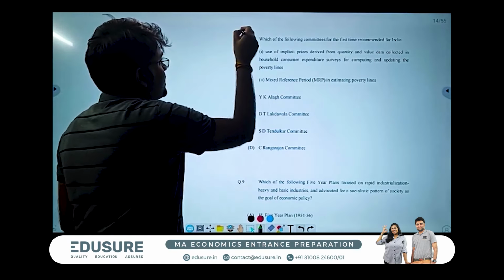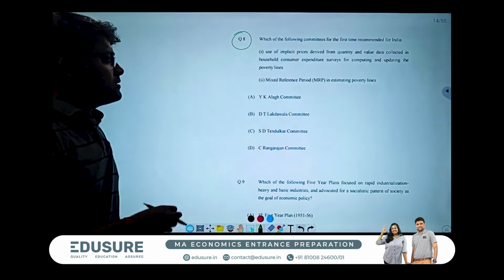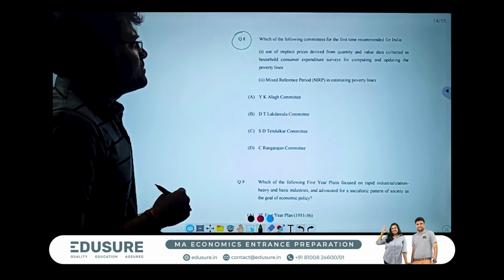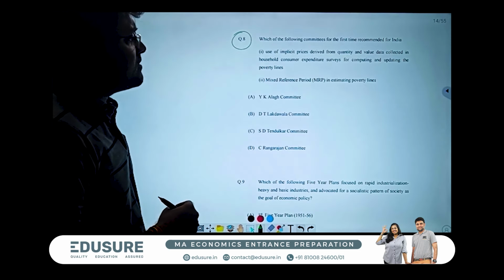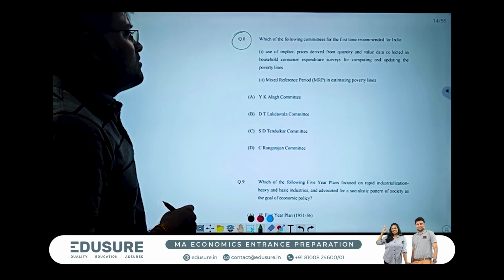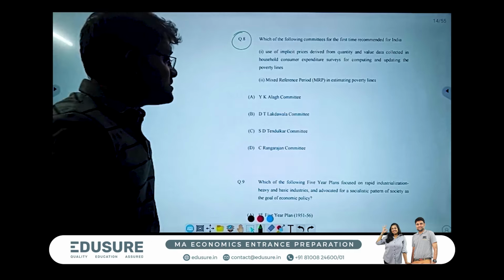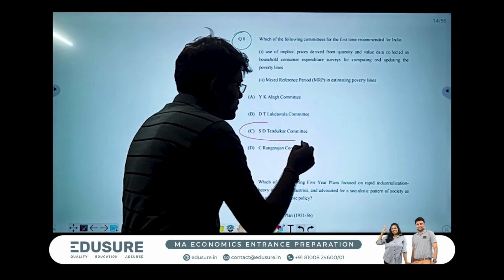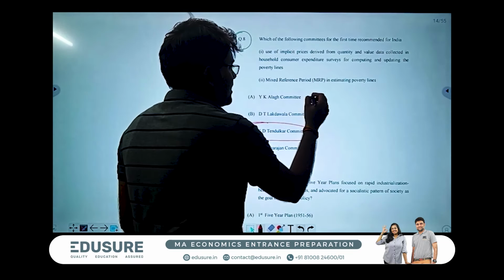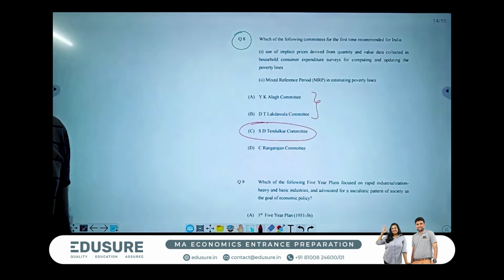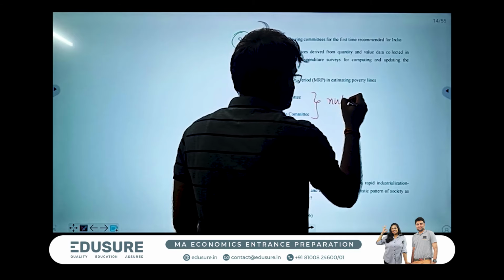Question number 8. Which of the following committees? So this is a GK question. Use of implicit prices derived from quantity and value data collected in household consumer expenditure surveys for computing and updating the poverty lines, mixed reference period in estimating poverty lines. All this was given to us by the SD Tendulkar committee. What about the other committees? The YK Alag and the Lakdawala committee were also in estimating the poverty lines, but they were doing so in terms of nutritional values.